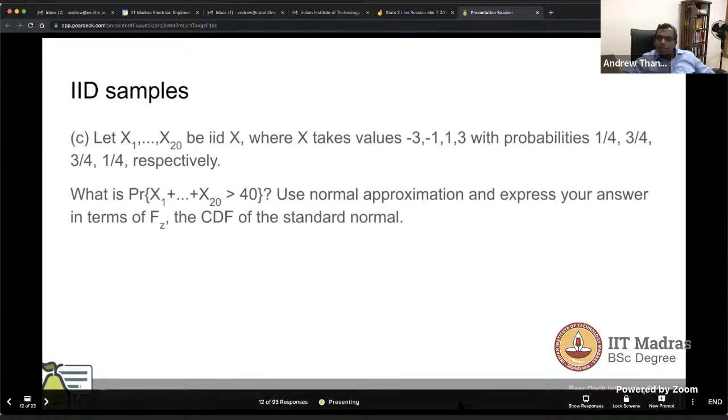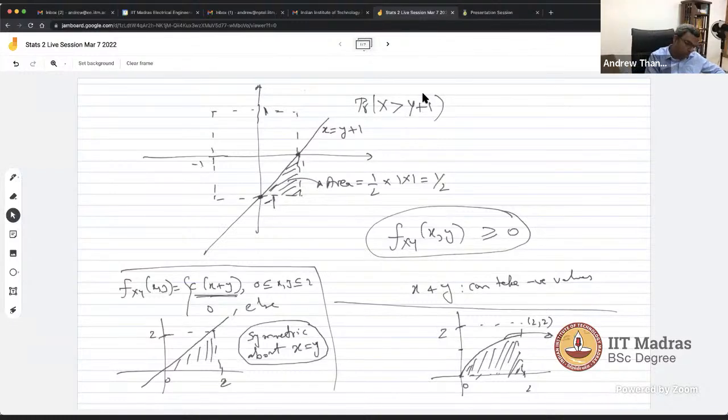Yeah, I will solve this. I'm just waiting to see if there are enough responses. Okay, so we've already seen that x1 to x20 are IID copies of X, which takes values -3, -1, 1, 3 with probabilities 3 by 8, 1 by 8, 1 by 8, 3 by 8. So when you do the normal approximation, x1 plus so on till x20 is going to be normal with expected value what and variance what, right?